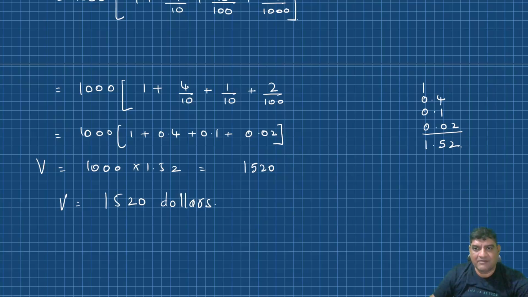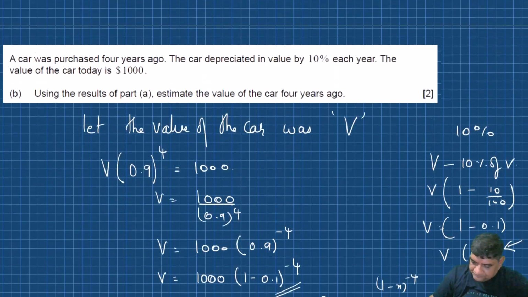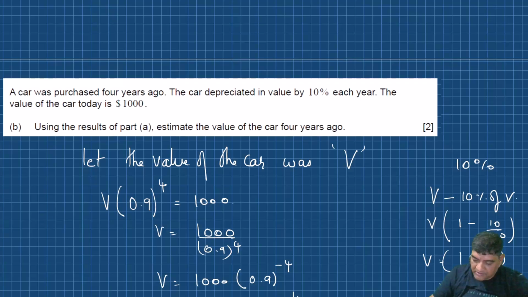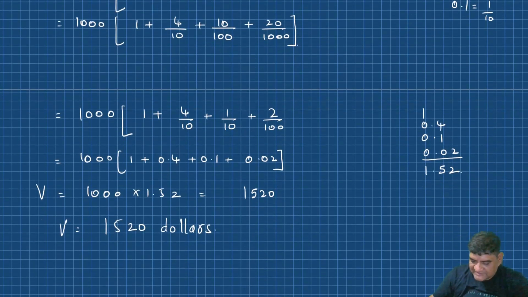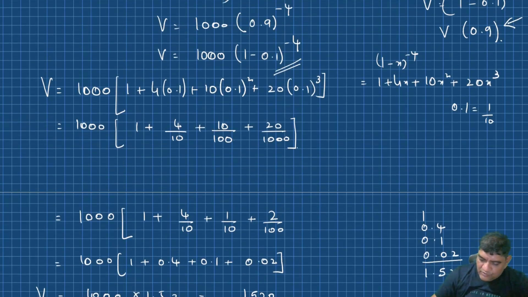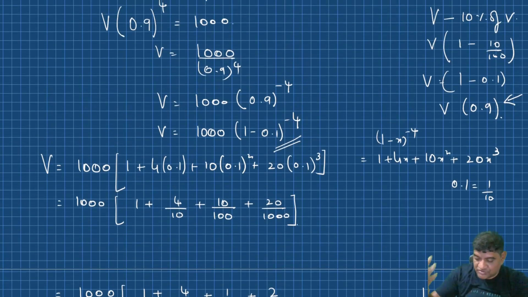All right, that's it. We can look at the mark scheme here. For part B, we had 2 marks, which is basically to get the final value of the car, 1,520, which is A1, and substituting the value of 0.1, which is making use of the previous proof, substituting x equal to 0.1. There you get a method 1 mark, so that's your 2 marks.